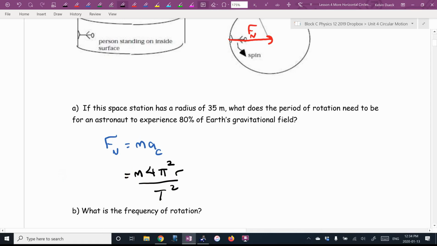What about the normal force? How big do I want the normal force to be? I think I want it to be 80% of the Earth's gravitational field. What's your normal? mg. How would I find 80% of that? On the left, it's going to be 0.8 times mg. Can little kids and grown-ups go on this space station? Yeah, why? Masses cancel. That's kind of nice.